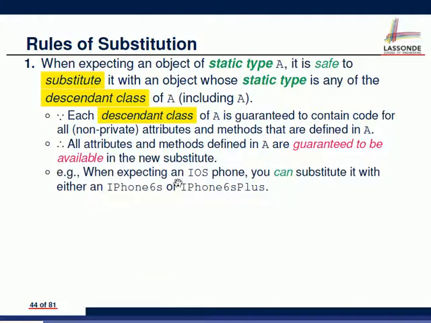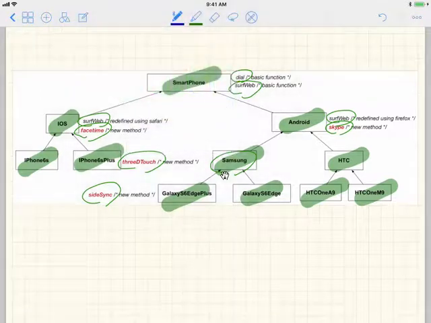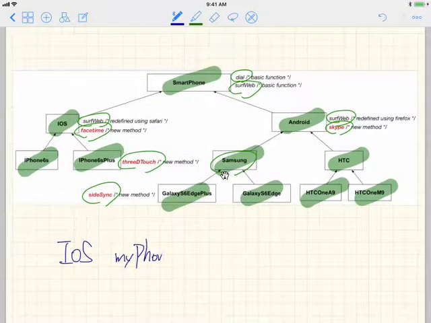Let's say you're expecting an iOS phone. Let me just write it down. Let's see this hierarchy over here. If I say iOS myPhone, let's say I'm very picky. I only accept an iOS phone. In this case, what can you give to me? What can you substitute for me?